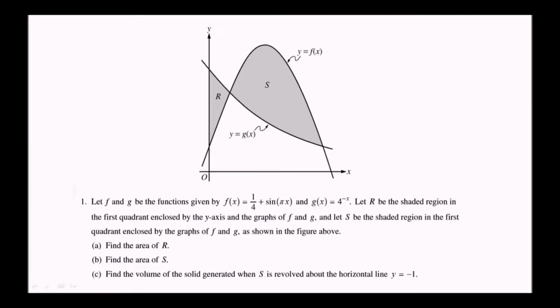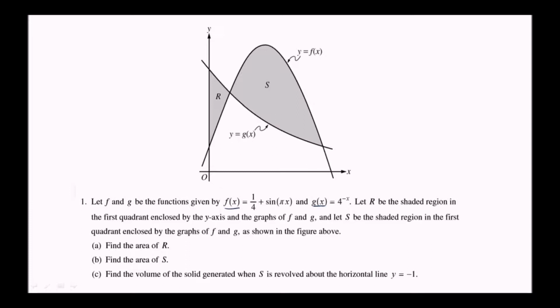From the 2005 AP Calculus AB exam, free response question 1. Let f and g be the functions given by f of x is equal to 1/4 plus sine of pi x, and g of x is equal to 4 to the negative x.